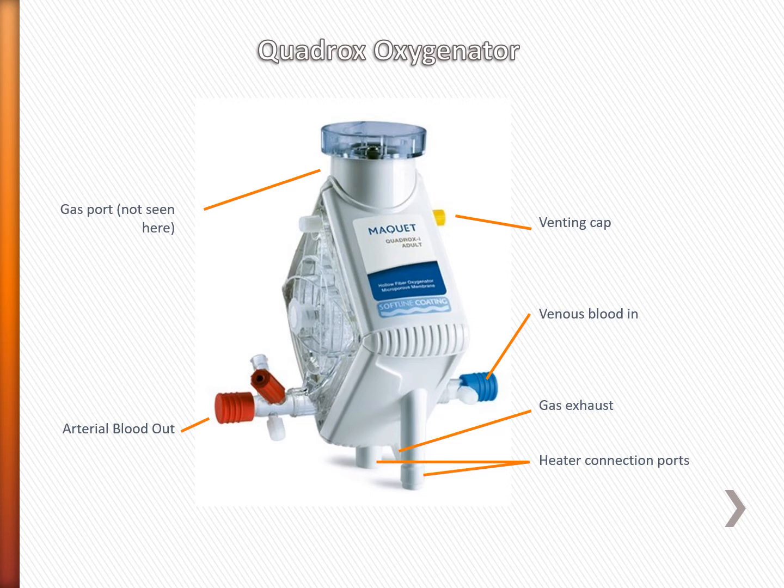At the bottom are 2 ports that we attach the heater lines to. The heater lines are full of water. When we heat the water, it then allows us to heat the blood.